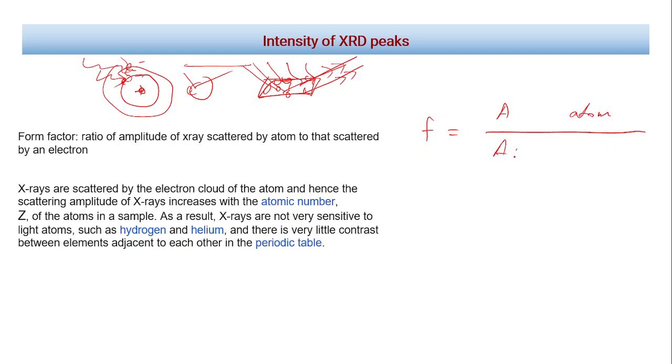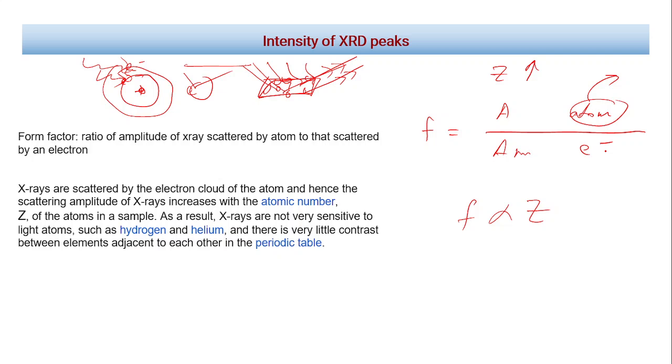So this form factor we define as the amplitude of X-ray scattered by the atom, and in the denominator we have the amplitude of X-ray diffracted by an electron. So the amplitude of X-ray diffracted by an electron will be one thing, and the amplitude of X-ray diffracted by the atom another. Now by atom we mean a lot of electrons would be there, as the atomic number goes up, right? So the form factor increases with increase in atomic number, because as we go to higher atomic number, the number of electrons will increase.